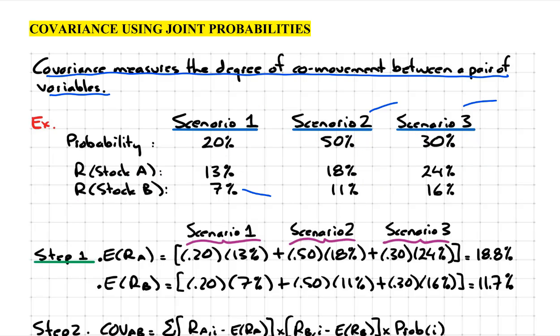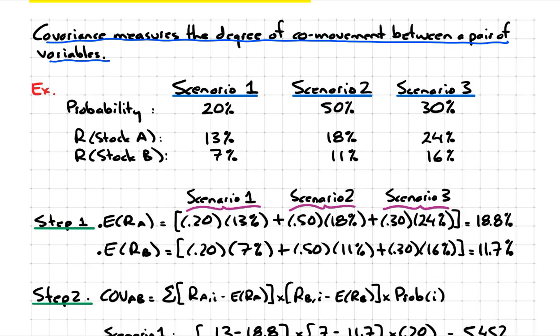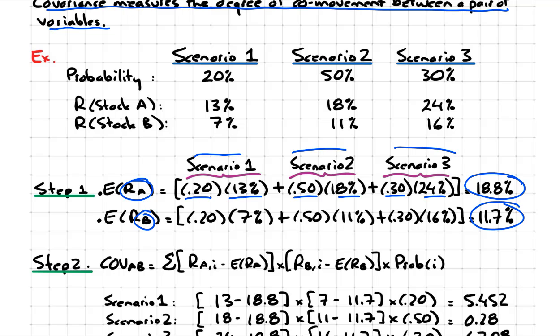So the first thing we want to do is calculate the average return, or expected return, of both stocks. So for stock A, we have the three scenarios here. There's a 20% chance of scenario 1 occurring, in which case stock A would earn 13%. So you would repeat the process for scenario 2 and scenario 3. Therefore, the expected return for A would be 18.8%. And similarly for stock B, the expected return would be 11.7%.